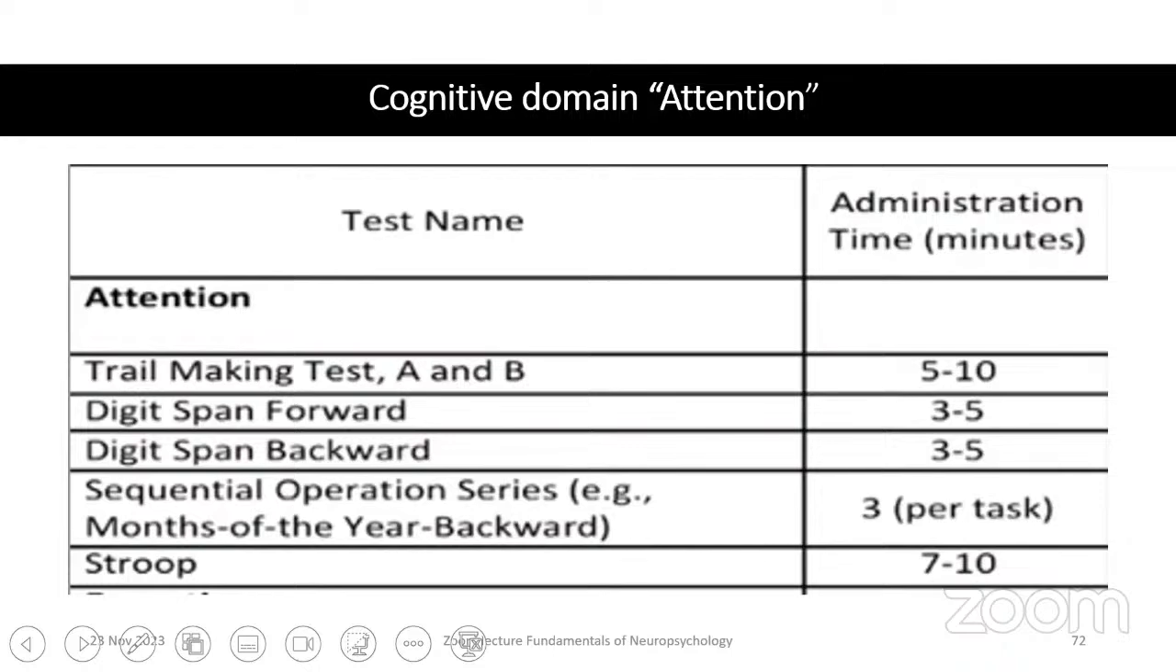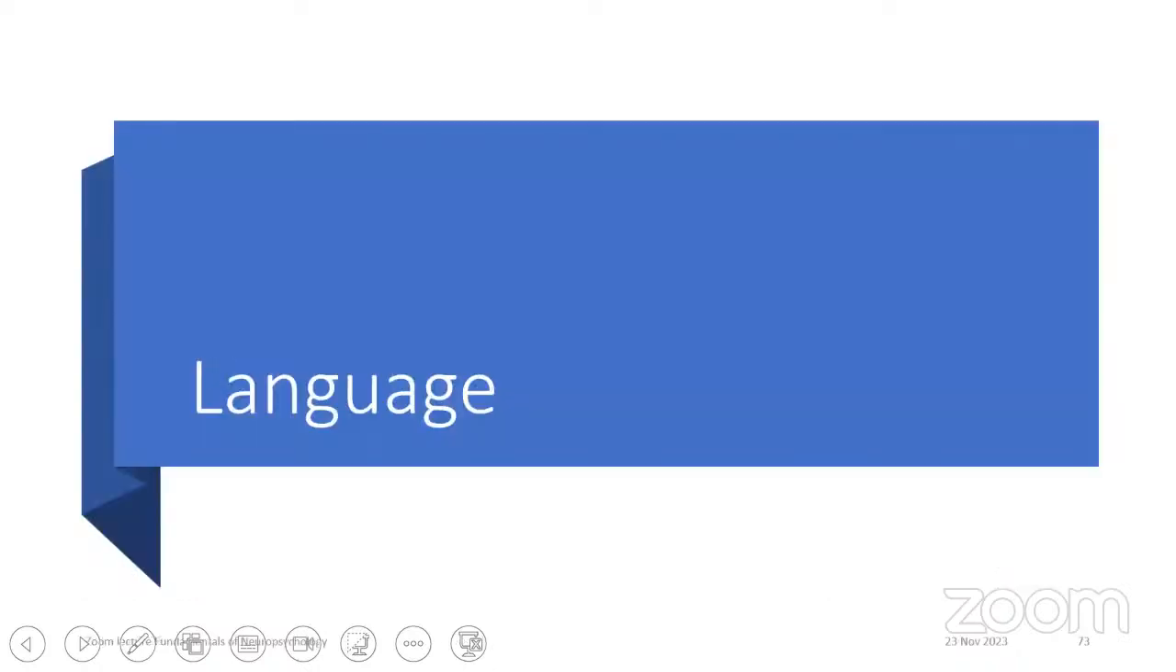It may take 5 to 10 minutes. Digit span forward takes 3 to 5 minutes. Digit span backwards will take 3 to 5 minutes. Sequential operations, such as months of the year backward, if you say. That means sets of three. And the Stroop test. Stroop is a color test which you can look up, and that will take 7 to 10 minutes. So if you want to test the cognitive domain of attention, these are the tests that you have to do.